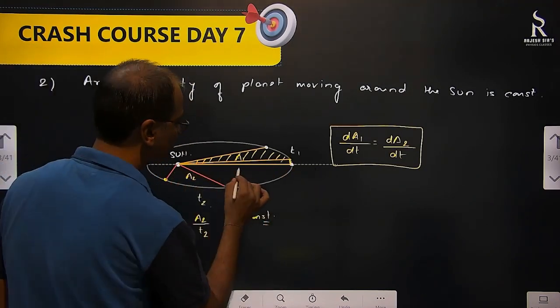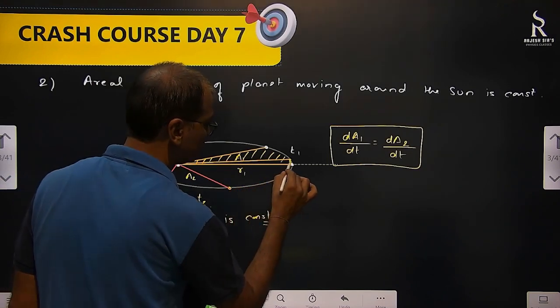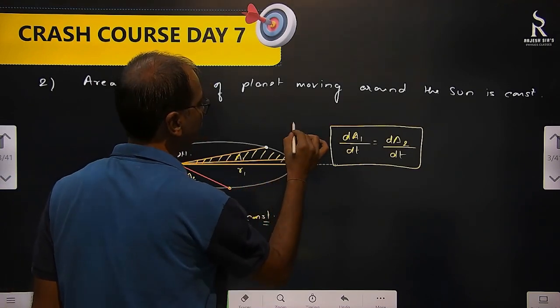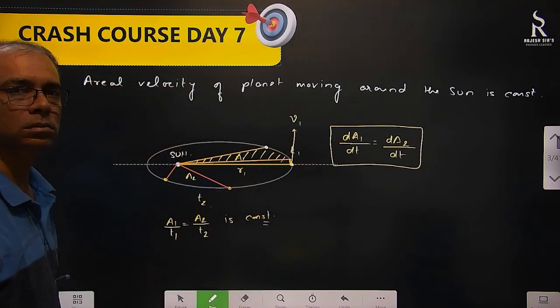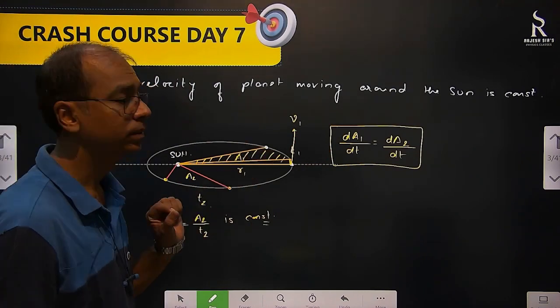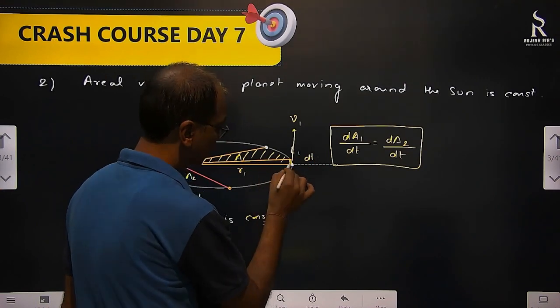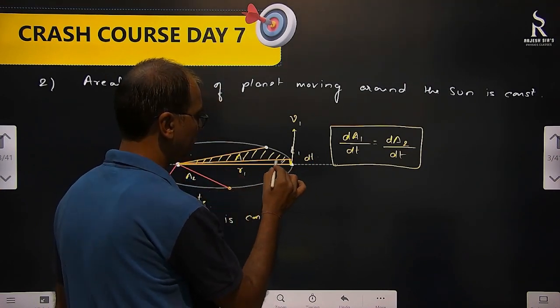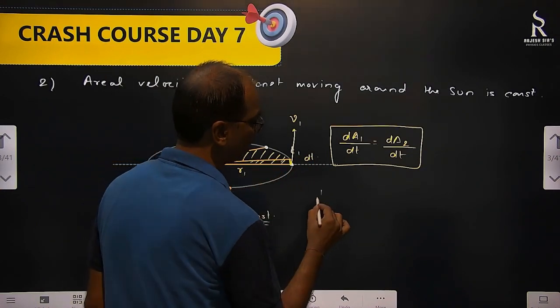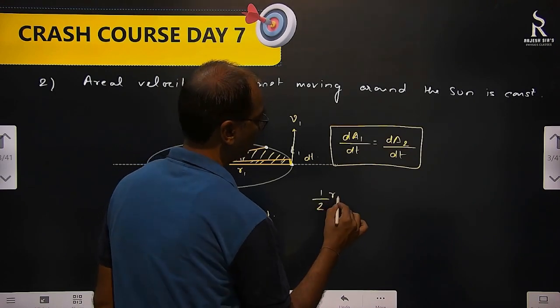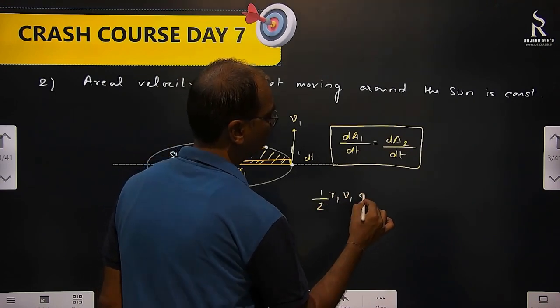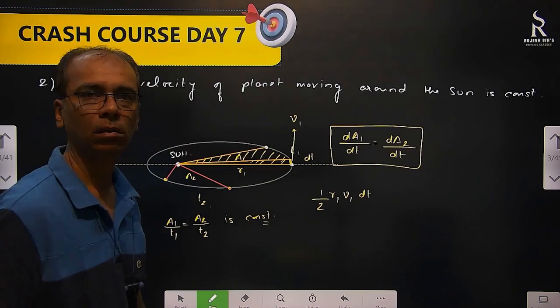So this I would say is the radius, and in this direction, let's say its velocity is v1. Okay, so what is this height? If suppose I take time as dt, then I can say that this small area is half r1 v1 dt. This will become the area.